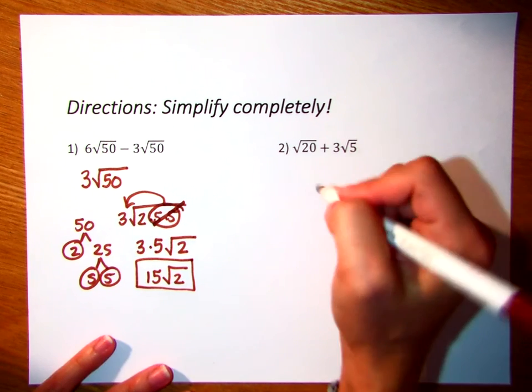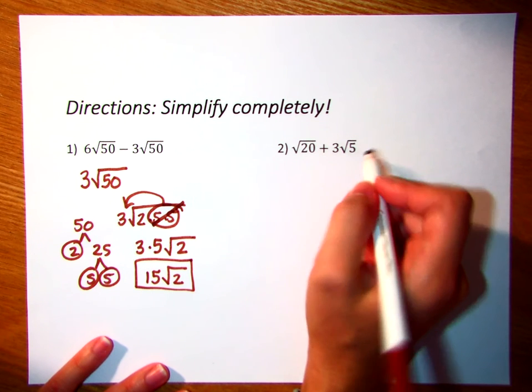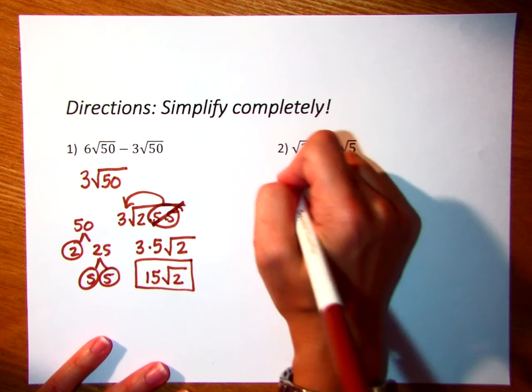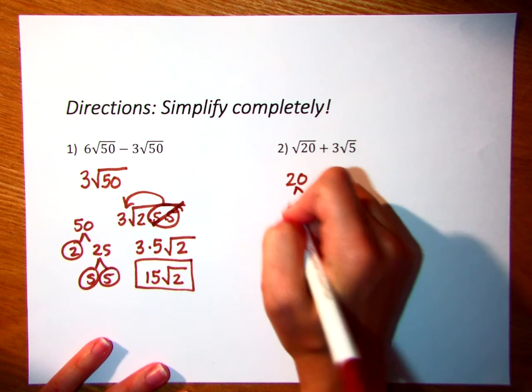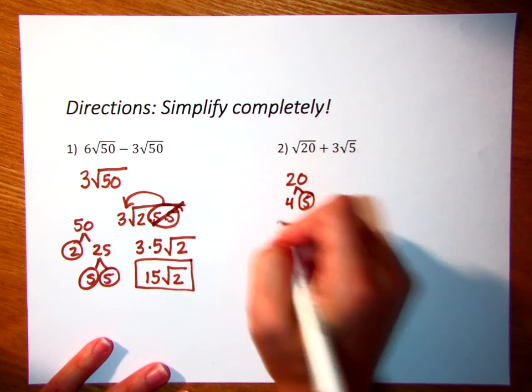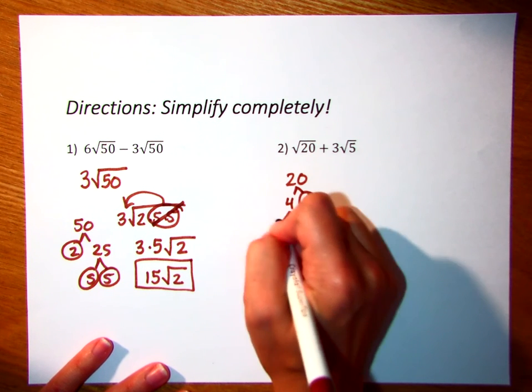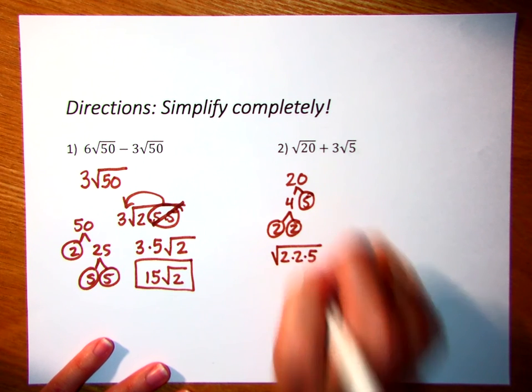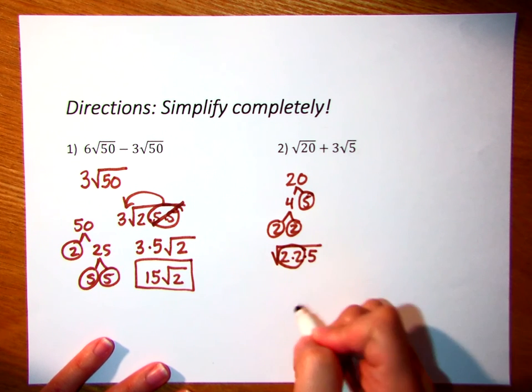If you look at number 2 here, these radicands don't match. However, we should double check and see if this simplifies any farther. So let's do the prime factorization of 20. That would be 4 times 5. And then 4 would be 2 times 2. There's my prime numbers. So this would be comprised of 2 times 2 times 5. And I look and I see a pair here.